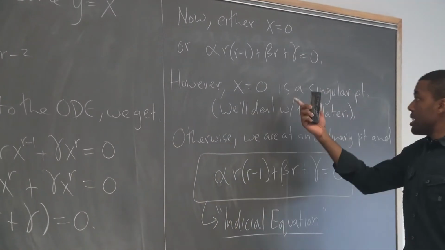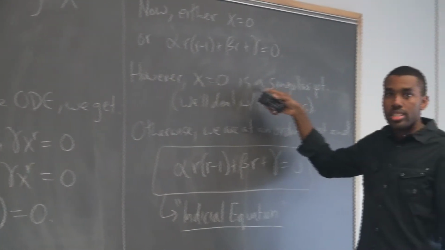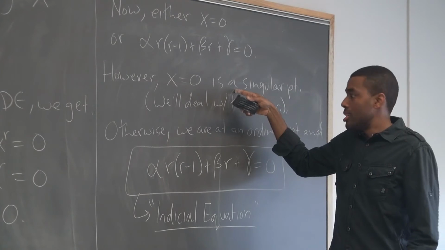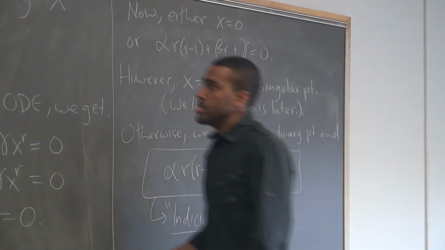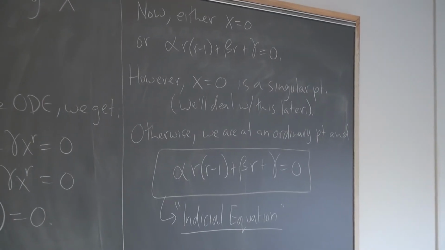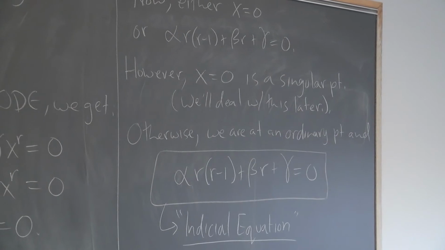So in the case where we're around a singular point, we have to tread very carefully. We actually need series to solve it in this case. If we're not at a singular point, then this is true. We'll deal with the singular point case in 5.5. But for now, let's look at the case where we don't have a singular point.